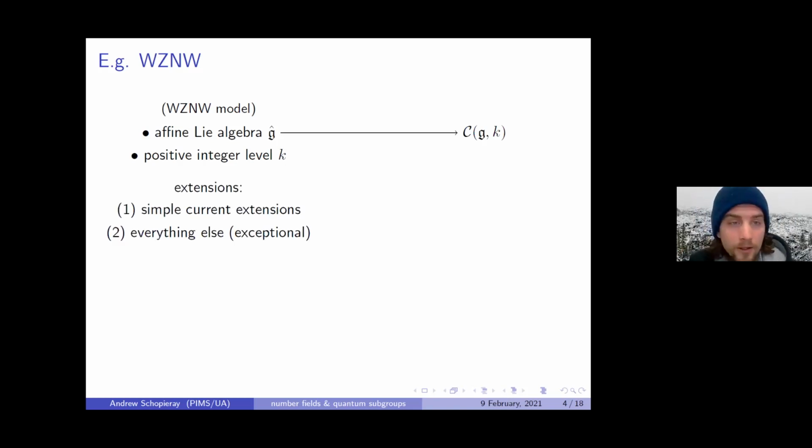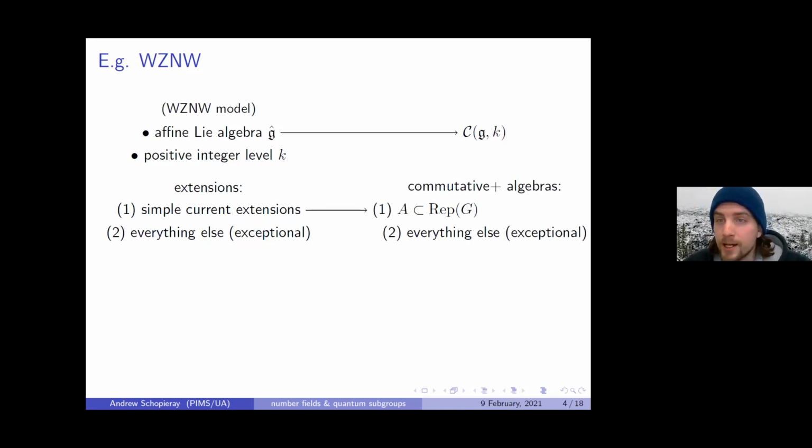And so the extension side of things, or the quantum subgroups side of these categories, is what has been interesting, at least in the beginning of my research. So these extensions come in two different flavors. So I have what I'm told are called simple current extensions, which are sort of the easiest extensions to understand. And then I have everything else, which I'll call exceptional extensions.